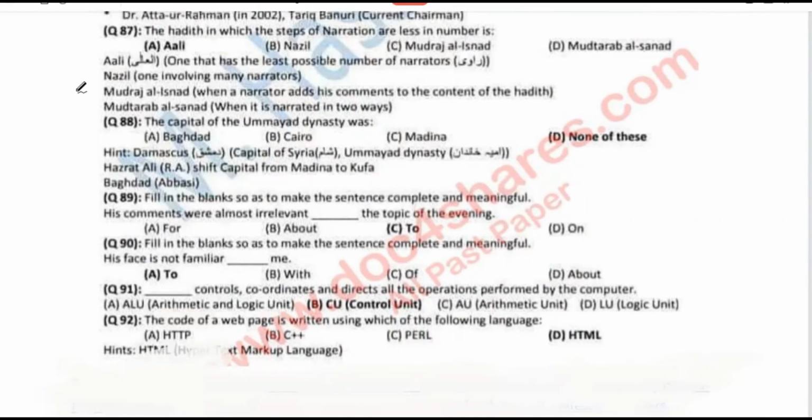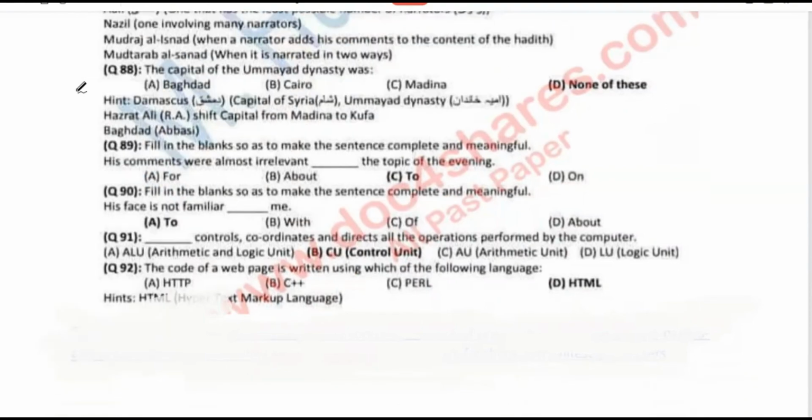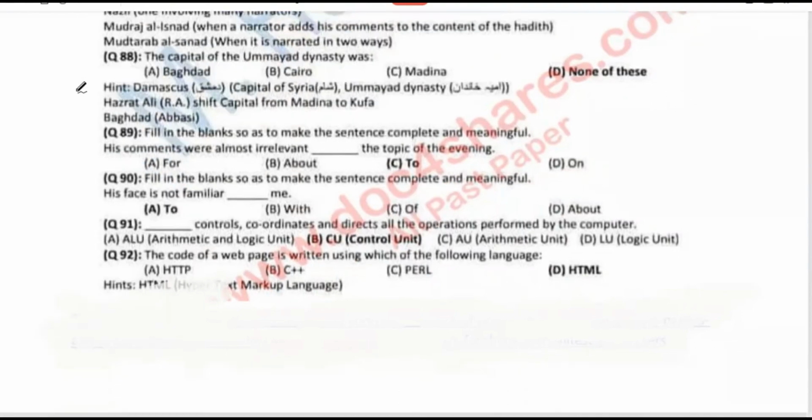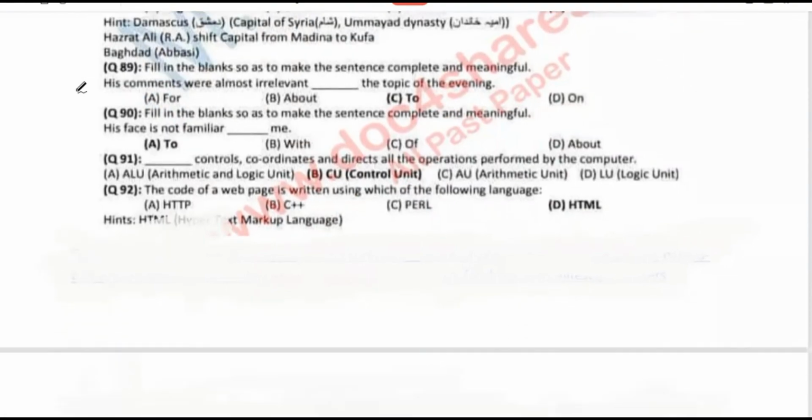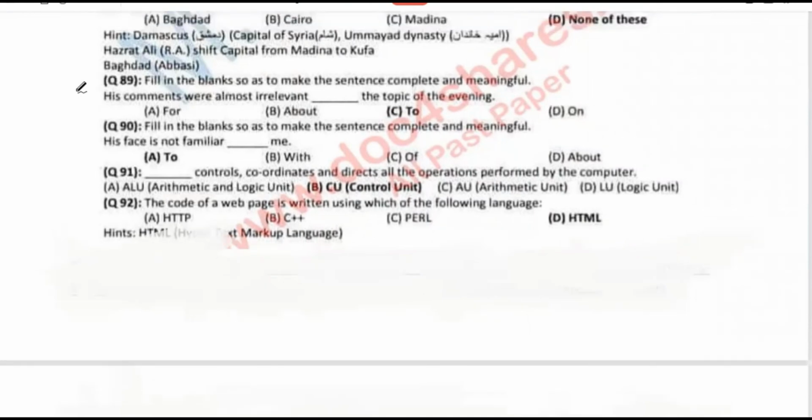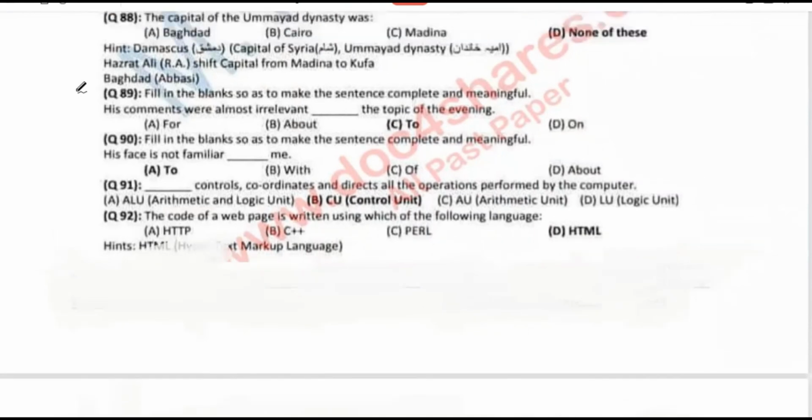controls, coordinates, and directs all the operations performed by the computer, CU, control unit. And the 92, the code of the web page is written using which of the following language? HTML. So this is all about the PPSC paper 2020.